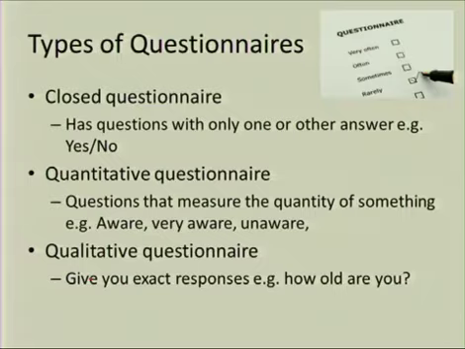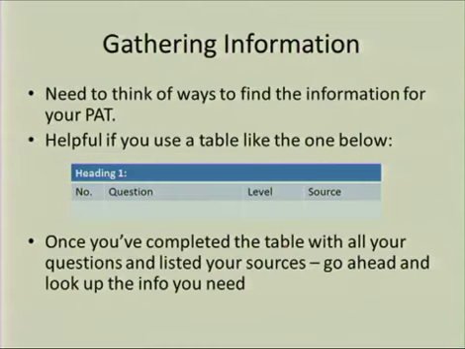So now there are three basic types of questionnaires. You've got questionnaires with closed questions. So it's a straightforward answer like yes, no. Then we have a quantitative questionnaire, which gives you a variety of answers like aware, very aware, unaware, often, sometimes, never. And then we have a qualitative questionnaire that will give you an exact response. For instance, if you ask somebody how old they are, they're going to give you an exact response. So now once you've gathered your information in your questionnaire, you can transfer it to a spreadsheet.